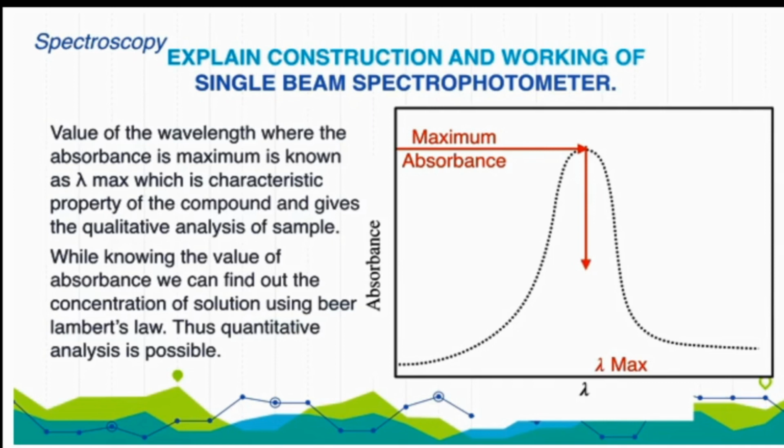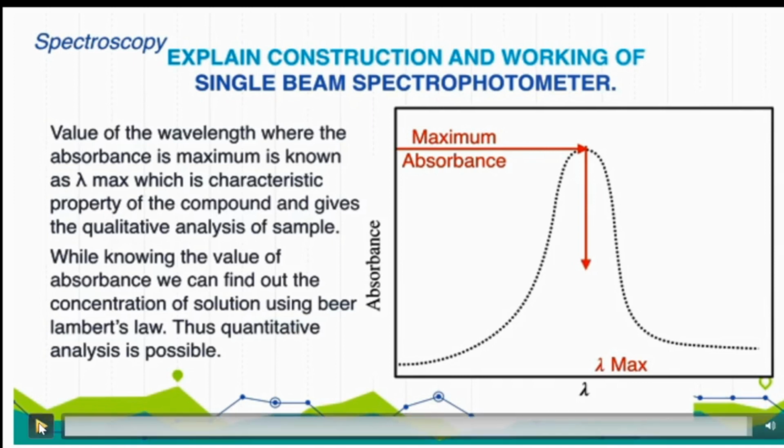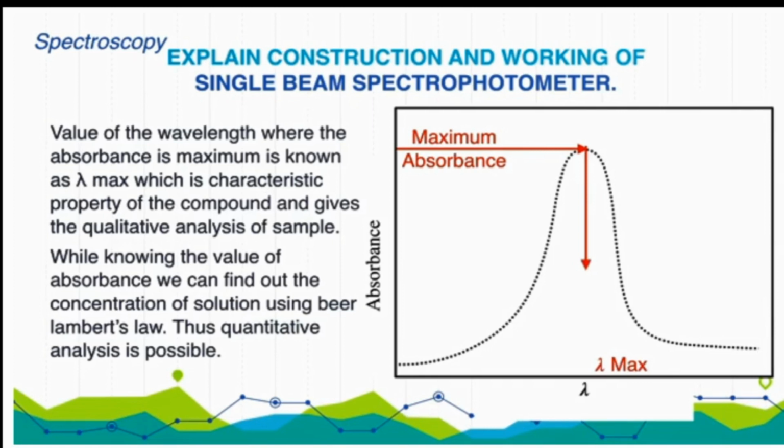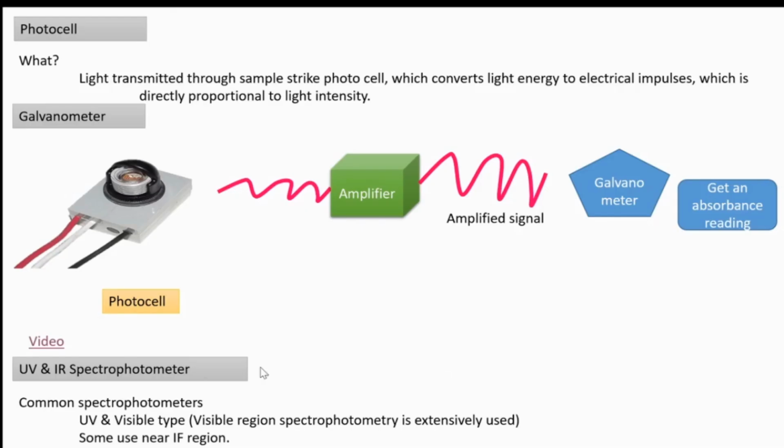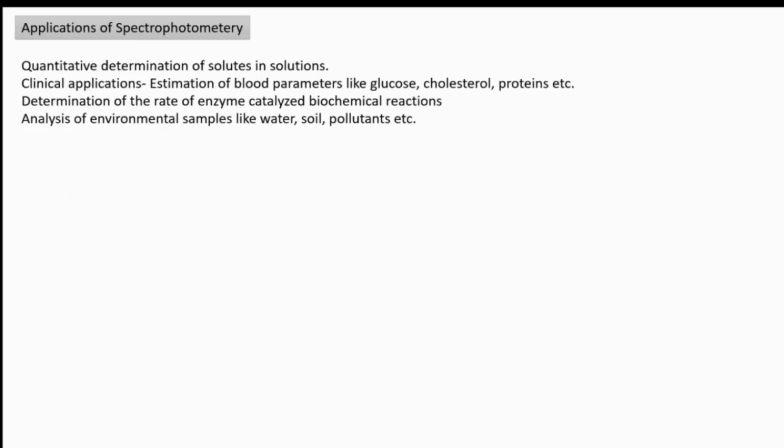So in that way, we can understand the quality as well as the quantity of the tested solution. That's about spectrophotometry, its working and its principle. Next slide. Next is about UV and IR infrared spectrophotometers. The commonly used spectrophotometers are UV or visible type, and the infrared ones are very rarely used. Then we are going to see the applications of spectrophotometry.